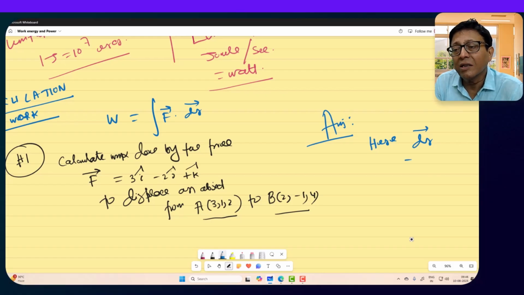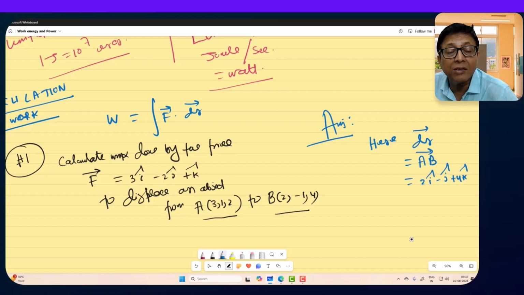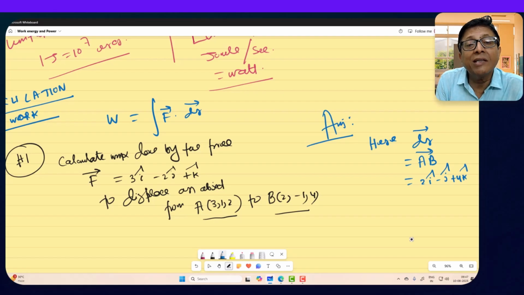Going to be what? That AB vector. AB vector is what? Position vector of B minus position vector of A. That is 2i minus j plus 4k. Force is not variable here. Force is constant. If the force is constant, then what to do? Then we will write that the expression is integration of F dr cos theta.